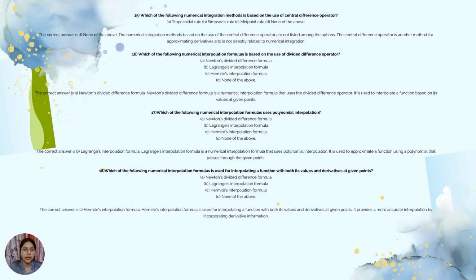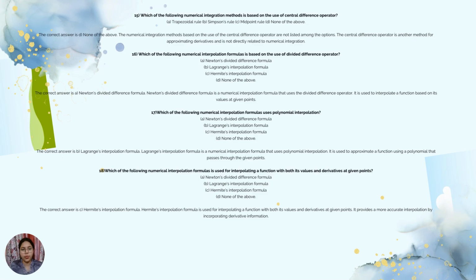Question number 18. Which of the following numerical interpolation formulas is used for interpolating a function with both its values and a derivative at given points? Option A, Newton's divided difference formula. Option B, Lagrange's interpolation formula. Option C, Hermite's interpolation formula. And option D, none of the above. The correct answer is C, Hermite's interpolation formula.